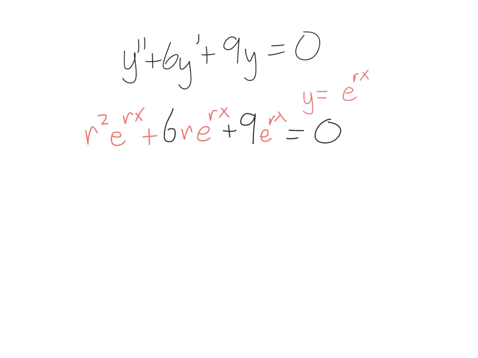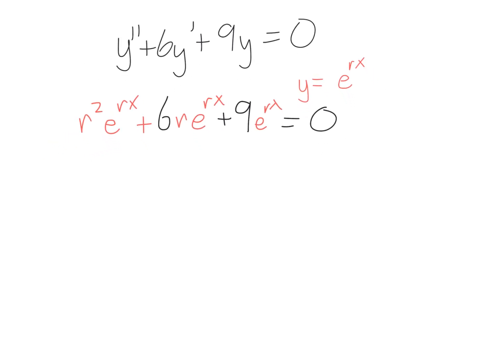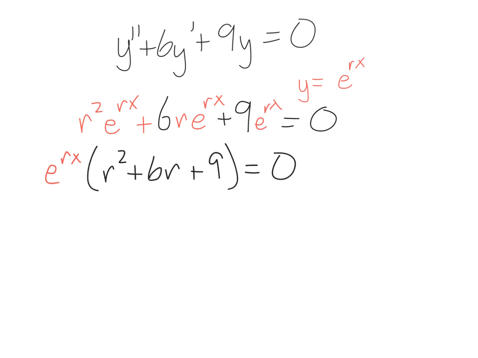That all equals 0. So I'll go ahead and factor out an e to the rx, because I've got one in every term. And so if I pull that out, I get r squared plus 6r plus 9 equals 0. Well, I can just get rid of that e to the rx, because if r squared plus 6r plus 9 equals 0, then the whole thing needs to equal 0.